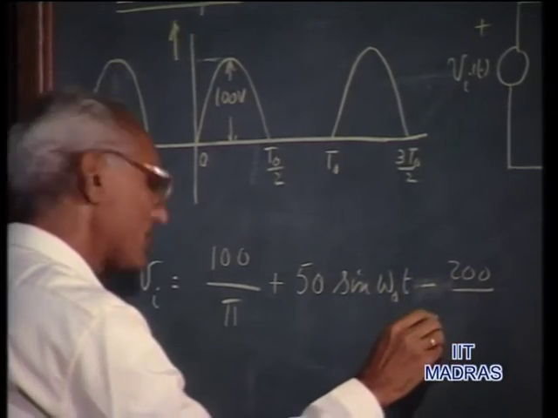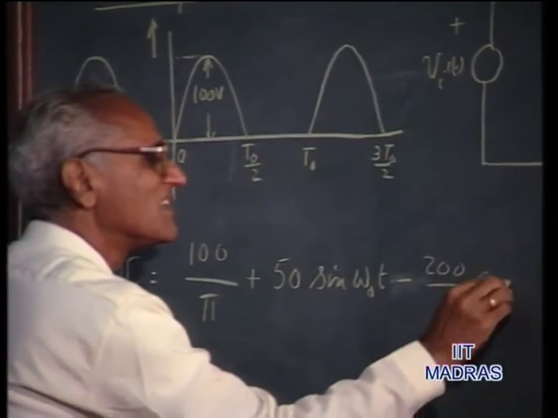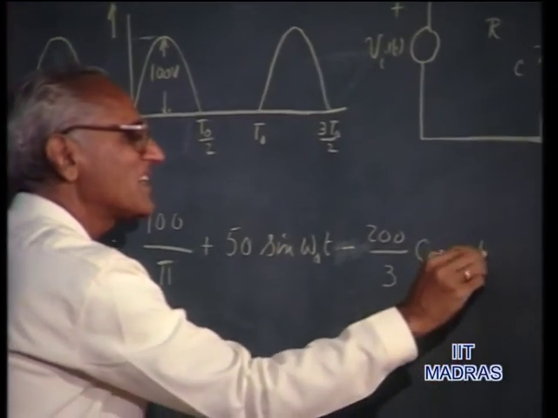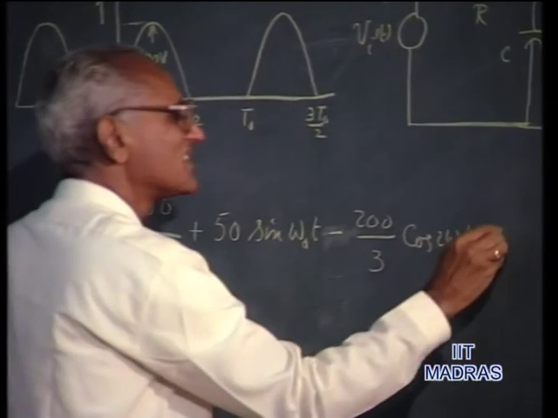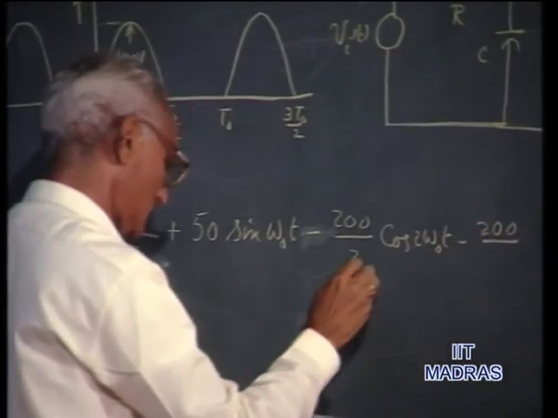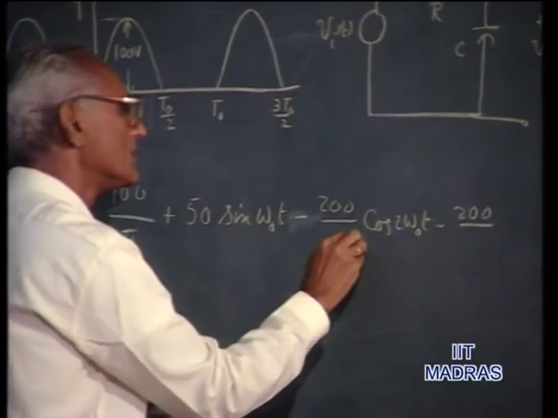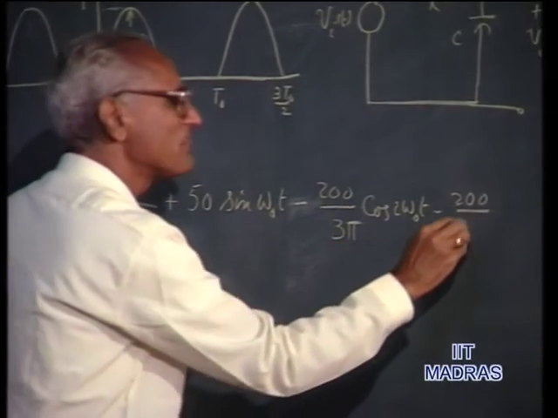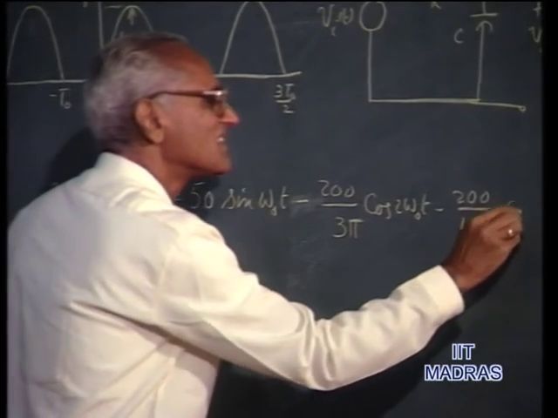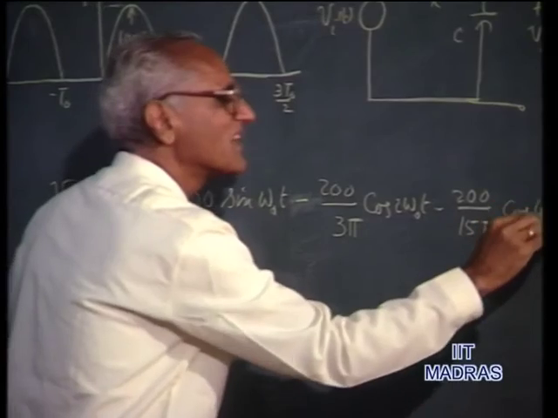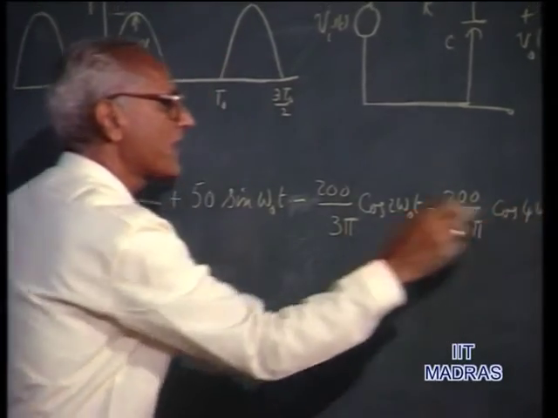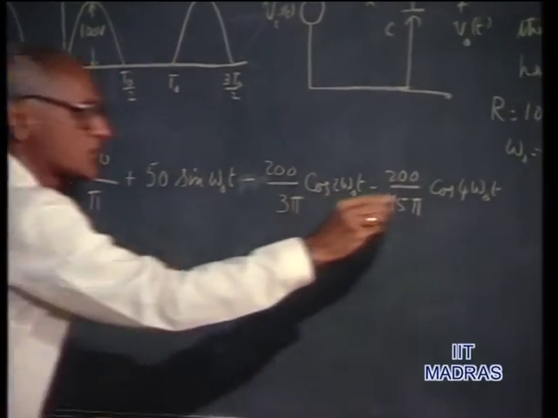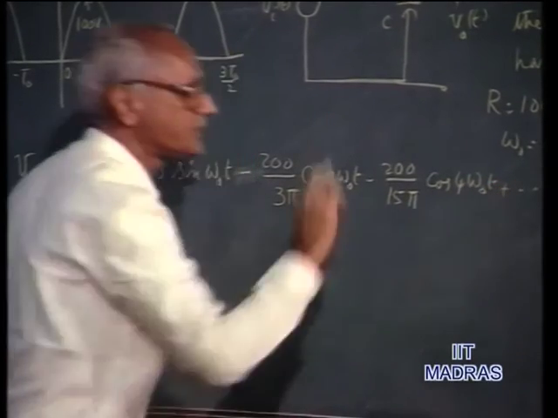The first two even harmonics are the second harmonic and the fourth harmonic. This will be 200 by 3 pi cos 2 omega naught t, and this is 200 by 15 pi cos 4 omega naught t, plus other terms which are insignificant, which we will ignore.